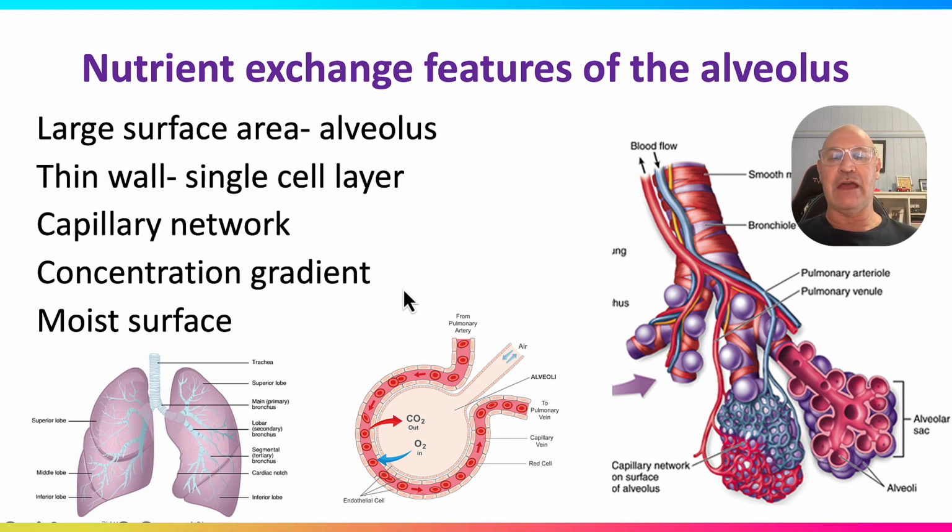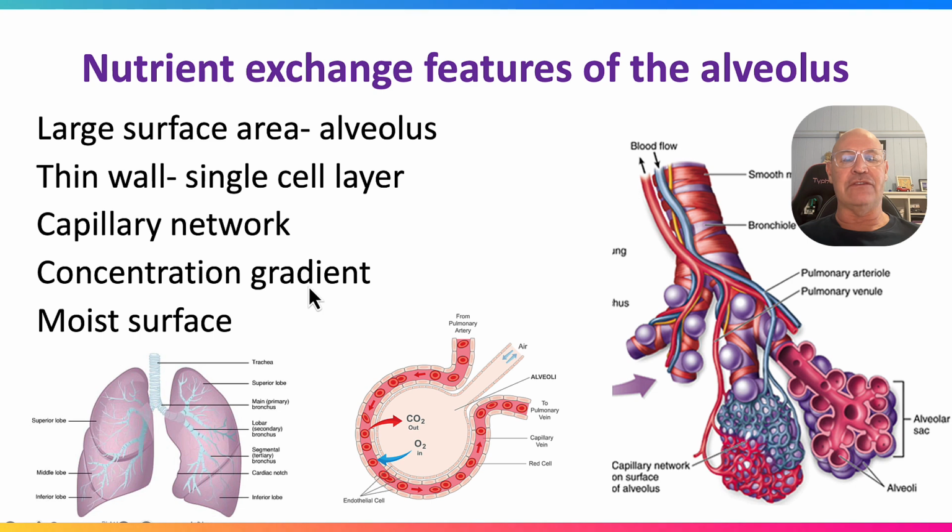The second is the alveolus wall is very thin. It's one cell layer thick, and so that allows a really short diffusion pathway. It's wrapped in a capillary network. You can see here's a single capillary, and you can see a capillary network wrapped around the alveoli. Also the surface is moist. So whilst it's carbon dioxide and oxygen gas, it's actually dissolved in water at the exchange surface.